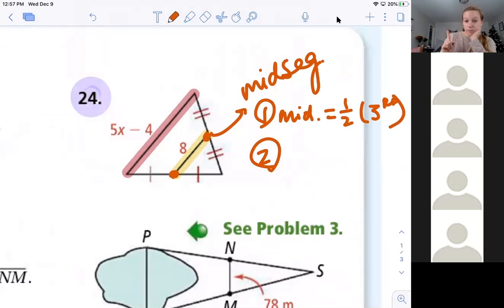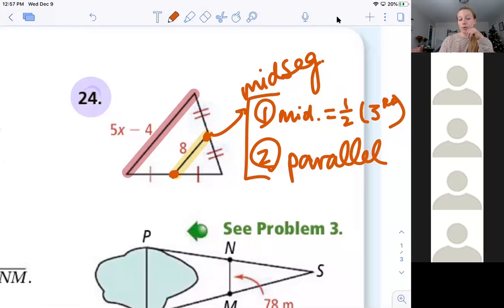All right. So Gwenna told me it's half the third side. And then what's the second piece of information we learned yesterday? It's parallel. Parallel. Good. That's what I'm looking for. If you could not immediately think of those two things, you got to study yesterday's notes, because this is the bare minimum of what we learned yesterday. So these two concepts are super important.